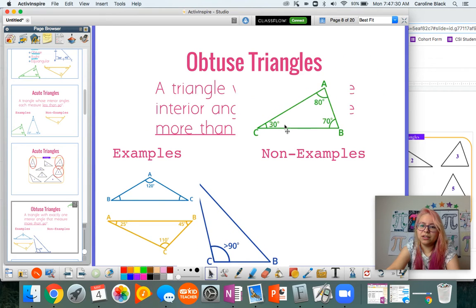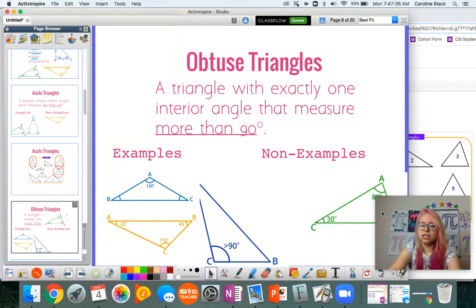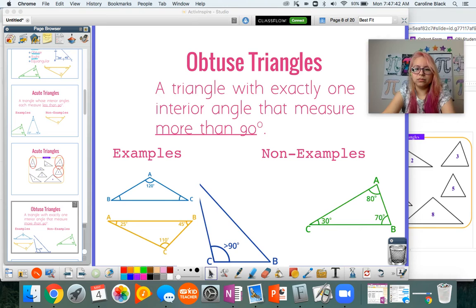And then our last example, we have 30, 80, 70. None of these are more than 90. This is not an obtuse triangle. Okay. Let's move this.